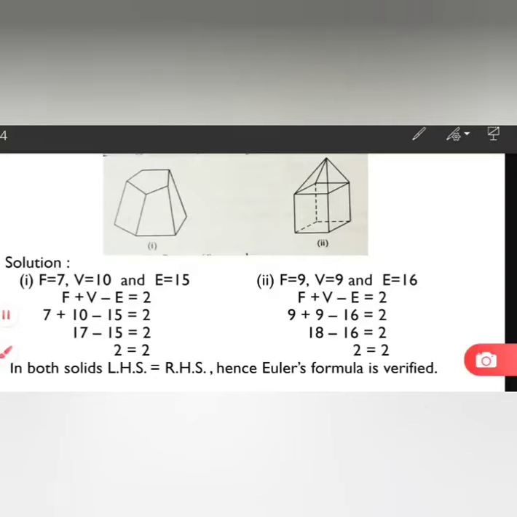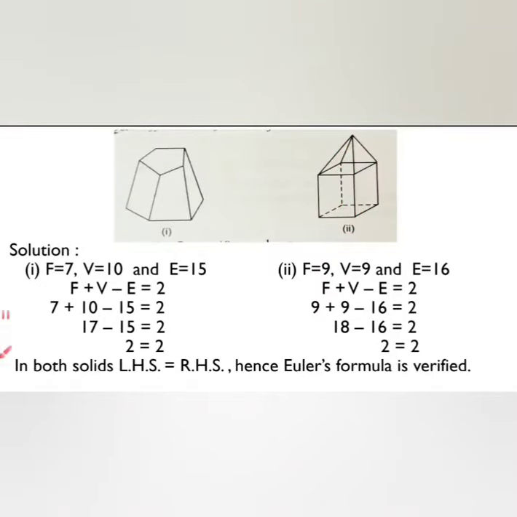Vertices, as already seen, again 9, 4 at the bottom. This 1, 2, 3, 4. Here actually 5, 6, 7, 8 and this top. So total there are 9 vertices, and then edges.